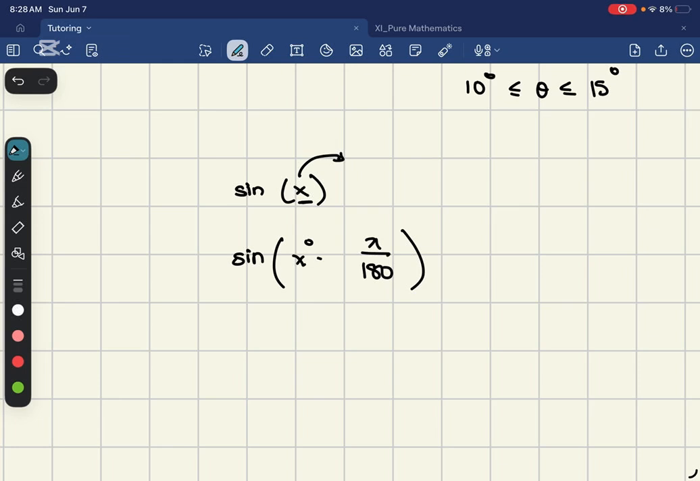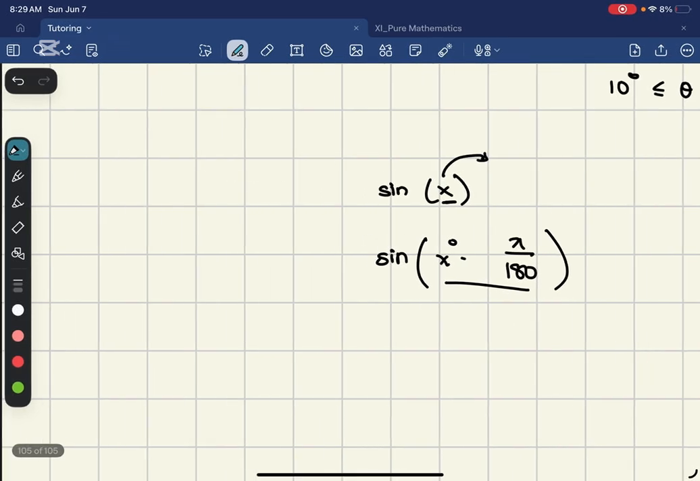But Desmos can't plot in degrees. So what you do is you take your x in degrees and you convert it to radians like this. And it works, right? So if you put 180 degrees here, 180 cancels out, you get pi radians as usual. If you put 360 here, you get 2 pi radians as usual. So you know that it works, right?